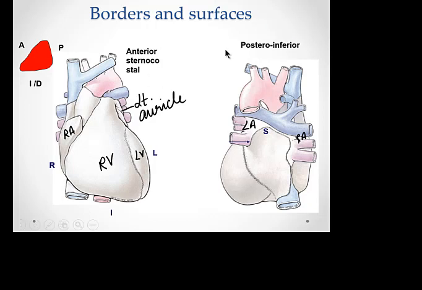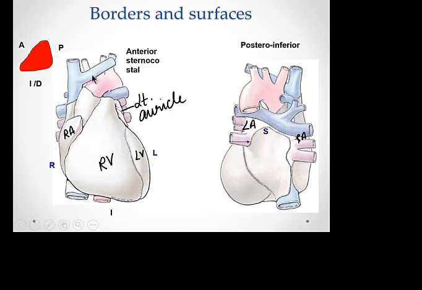So in this picture, we are looking at this part of the heart, which is the anterior, or also known as the sternocostal surface, because your heart is related to the sternum and the costal cartilages, right? So this part is called the anterior or also the sternocostal surface. So all of this area is the anterior or sternocostal surface. So we're looking at this part of the heart.